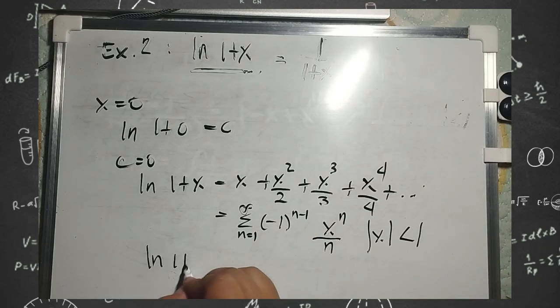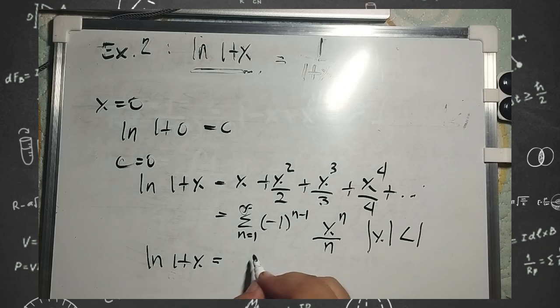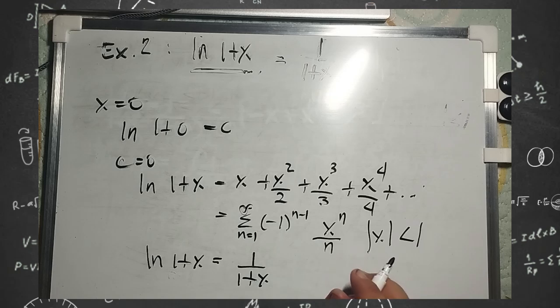Since ln(1 plus x) is obtained from the geometric series 1 divided by 1 plus x, and a geometric series has a radius of convergence of 1, therefore, we can conclude that the radius of convergence of ln(1 plus x) is also equal to 1.